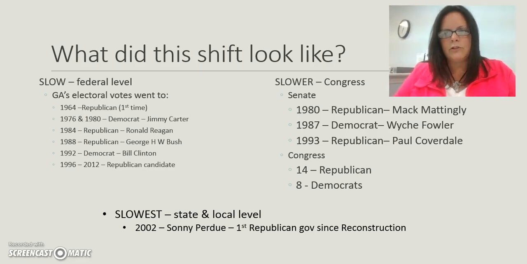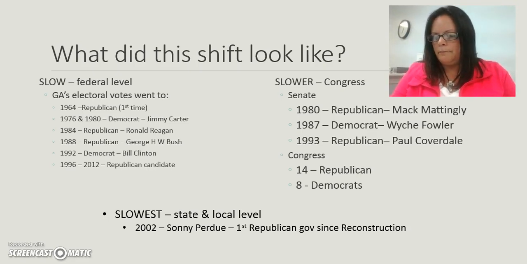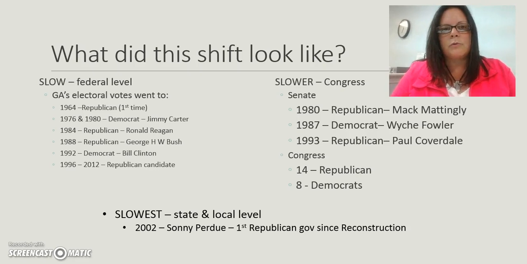The shift to a two-party system was the slowest at the state and local level. Republican Bob Callaway won the popular vote for governor in 1966, but in the next gubernatorial, or governor's, election in 1970, Jimmy Carter, who was a Democrat, did win. And it wasn't until 2002 that Georgia elected a Republican governor. Sonny Perdue, who was a former Democrat and switched parties, was the first Republican governor in Georgia since Reconstruction.